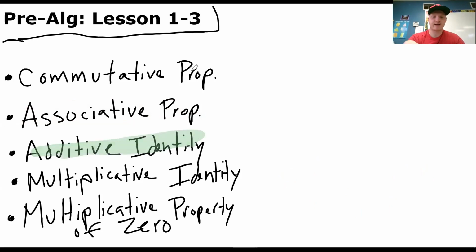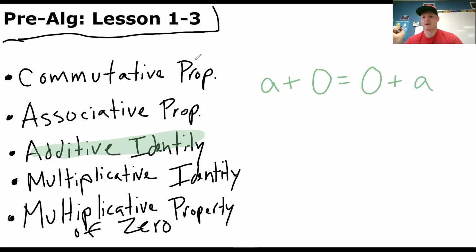So the additive identity. For that we have A plus 0 equals 0 plus A. And this is always going to be true because A is always going to equal whatever you are adding to 0. Okay, so that's the additive identity.